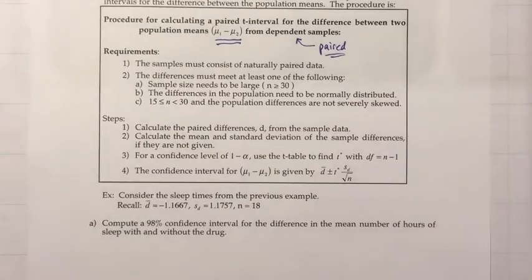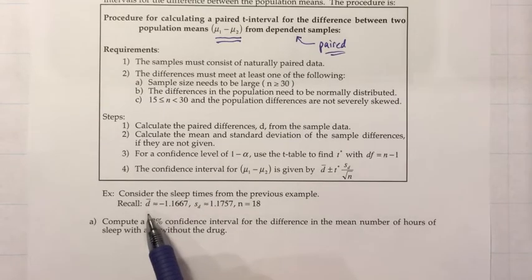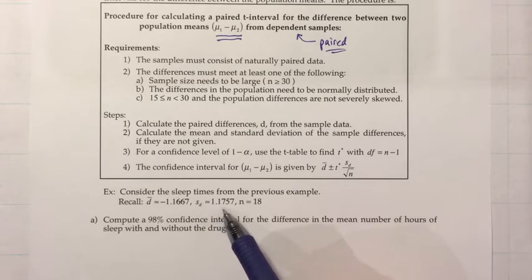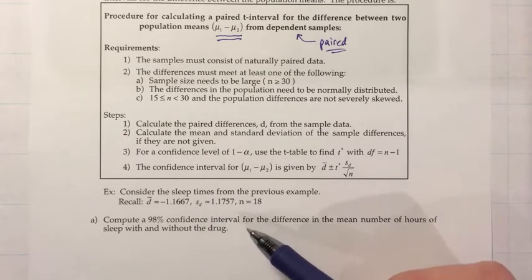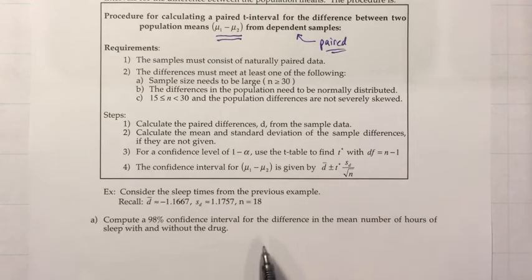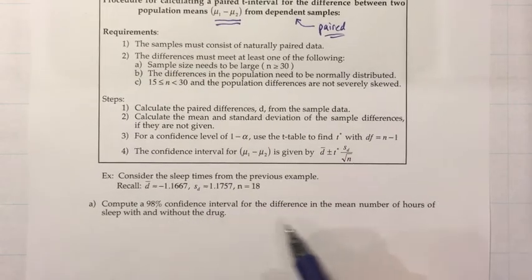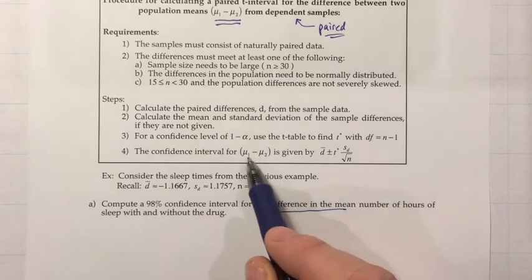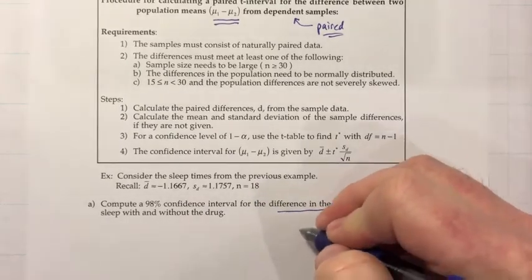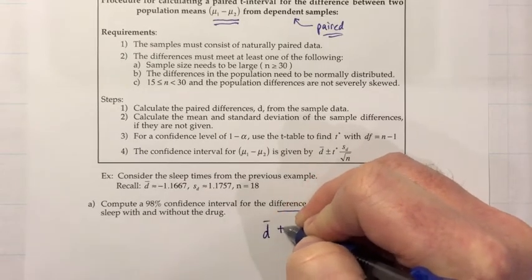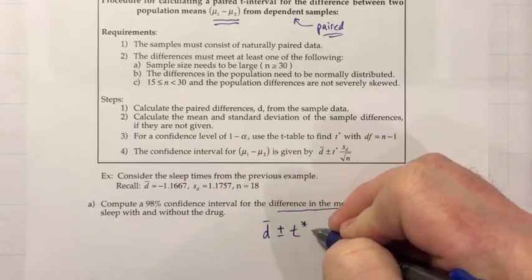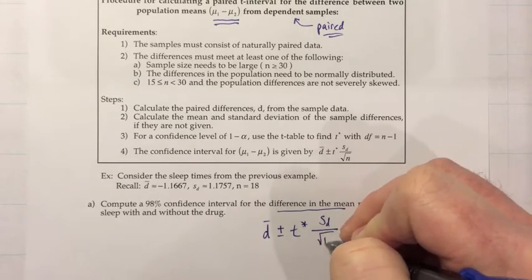All right, so thinking back to that one we just did about the sleeping pill and the placebo, there was a d bar of negative 1.1667. The standard deviation of those differences was 1.1757, and our sample size was 18. So they want us to compute a 98% confidence interval for the difference in the mean number of hours of sleep with and without the drug, and without the drug meaning with the placebo. All right, so when we do that 98% confidence interval for a difference in means, we're going to use this formula. So we're going to want to do d bar plus or minus t star times sd over root n.